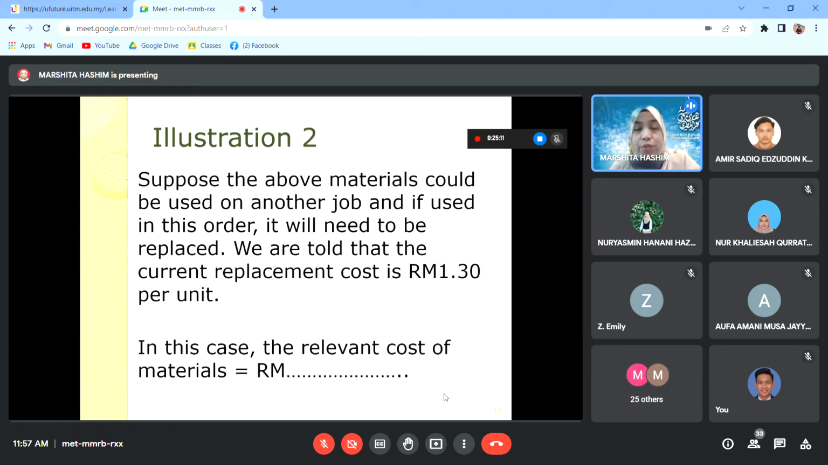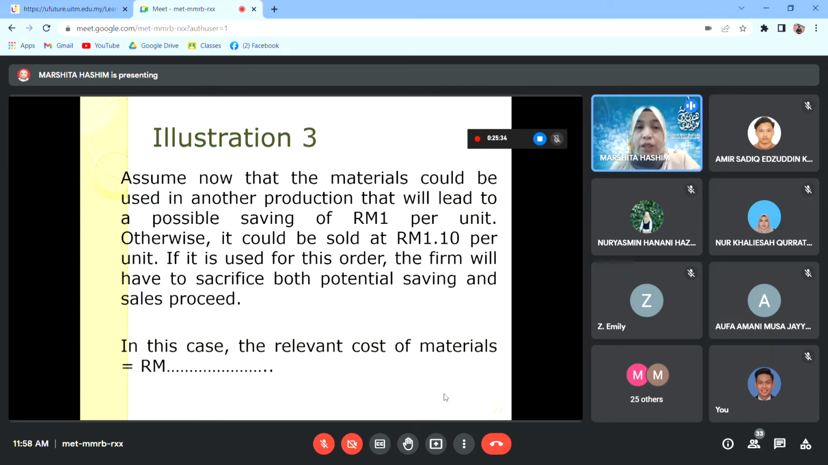Suppose the above materials could be used on another job, and if used in this order, they will need to be replaced. We are told that the current replacement cost is 1 ringgit 30 cent. In this case, the relevant cost of material is 1 ringgit 30 cent, your current replacement cost. Assume now that the material could be used in another production that will lead to a possible saving of 1 ringgit per unit, or you can sell at 1 ringgit 10 cent.